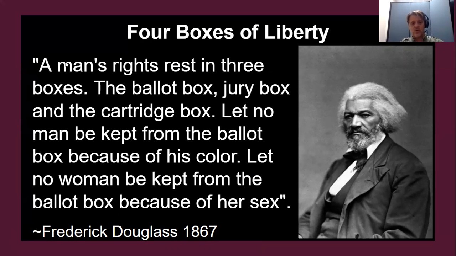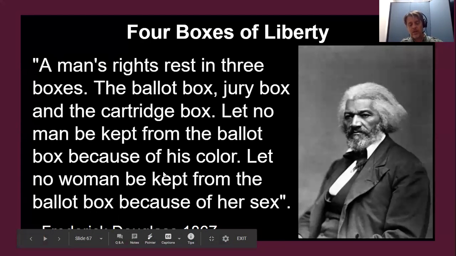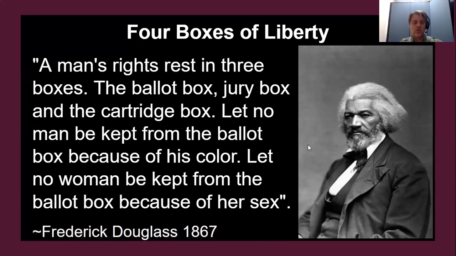He said, a man's rights rest in three boxes: the ballot box, jury box, and the cartridge box. Let no man be kept from the ballot box because of his color. That's the 14th Amendment. Let no woman be kept from the ballot box because of her sex. And that's the 19th Amendment. So he had these ideas in his head as well. Like I said, it's not a new concept, and it represents all the checks that we can have against a future government or against an oppressive government.